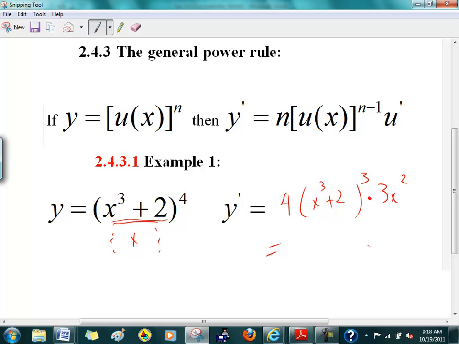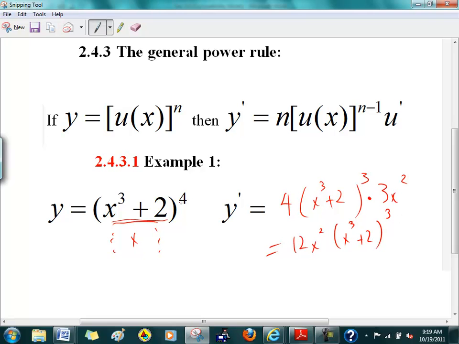4 times 3. So you want to put that in the front. Is everybody with me on this? Yeah? No, 4 minus 1, right? The power rule. Okay, 4 minus 1. Is everybody okay on this?